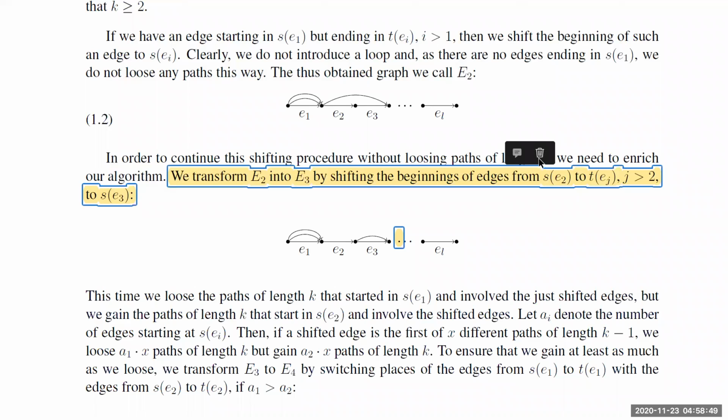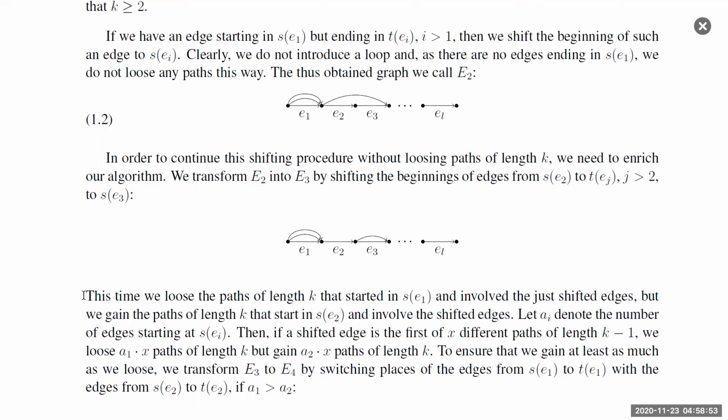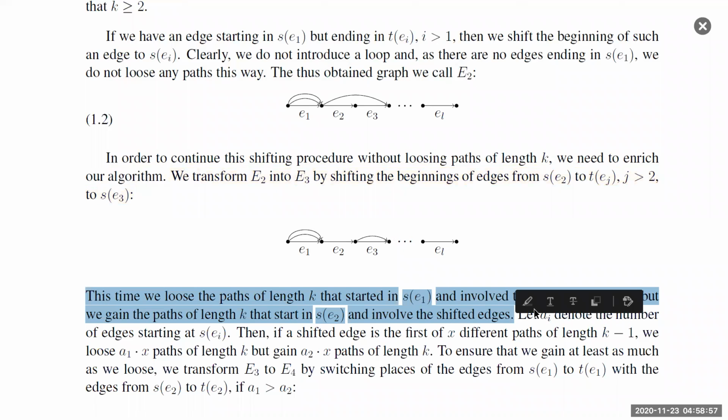And how do we do it? Well, so as I said, this time we lose the paths of length k that started in S of E1 and involved the just shifted edges. And these paths are lost because we cut these paths. But now what do we gain? Well, we gain the paths of length k that start at S of E2 and then involve the shifted edges, right? Because a shifted edge started as S of E2. Now it starts as S of E3. So I can use any edge from S of E2 to S of E3 to connect to any path which starts with a jumping edge. So these are the new paths that we gained.